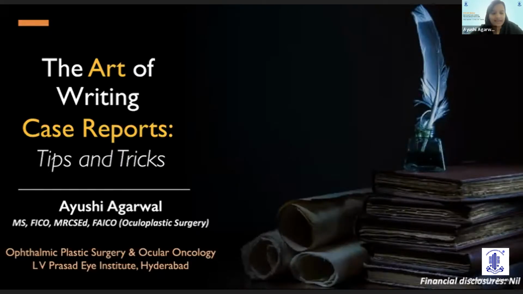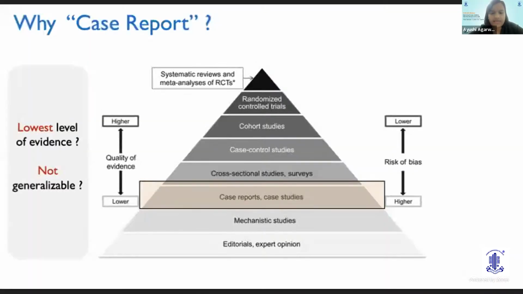Okay. Thank you, ma'am. Thank you, AIOS ARC, for giving me this wonderful opportunity. But before we learn the art of writing a case report, let's look at why should you be writing one. So there has been a notion that case reports are the lowest level of evidence and that one must aim for something more valuable such as RCT, meta-analysis or systemic reviews. But case reports are also the base, the foundation of the pyramid that you see here. They are the first level of evidence.